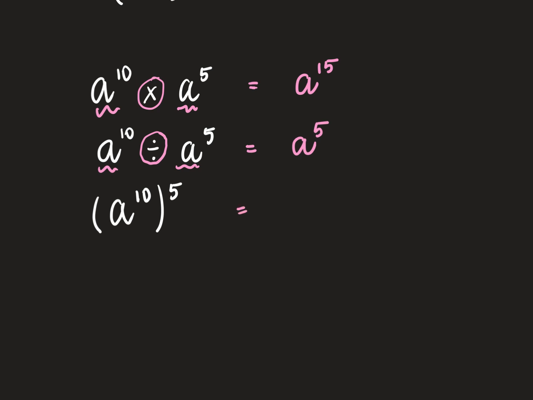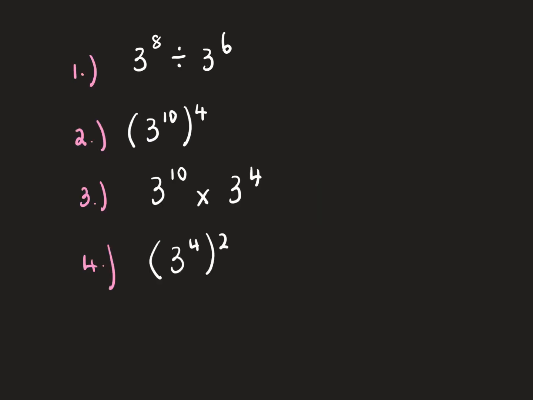Next one here, what am I doing? I'm raising a power to a power, so I multiply the indices. Here are 4 for you to do. Press pause. Hopefully you went well with those.